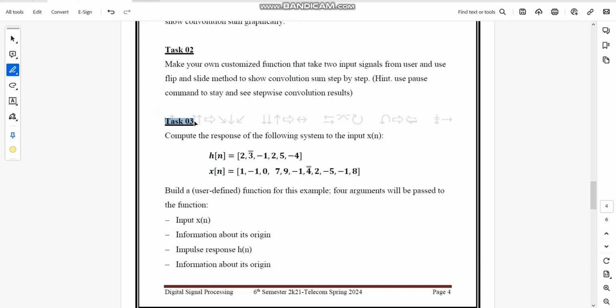Task 3 of the lab is to compute the response of the following system to the input x of n. To build a user-defined function for this example, 4 arguments will be passed to the function: input x of n, information about its origin, impulse response h of n, and information about its origin. Let us observe the code.